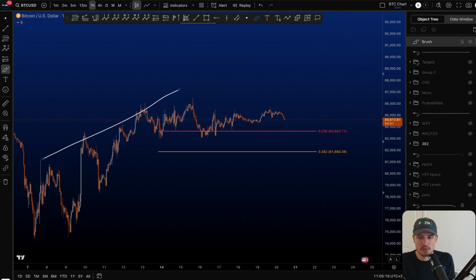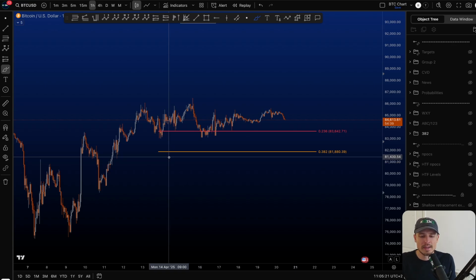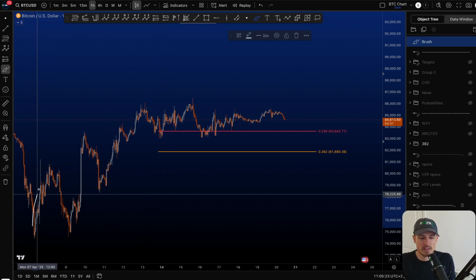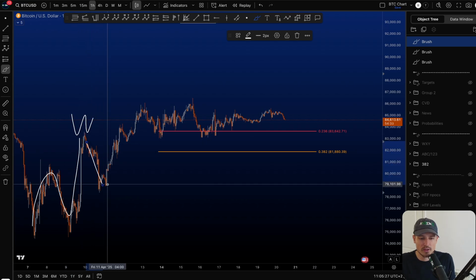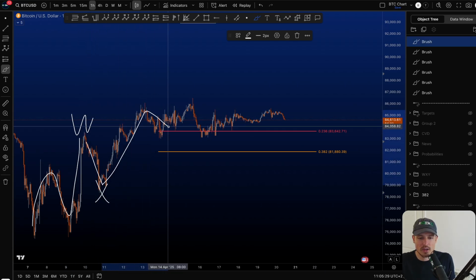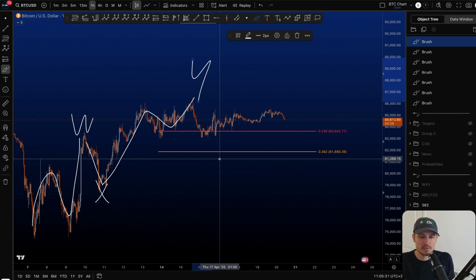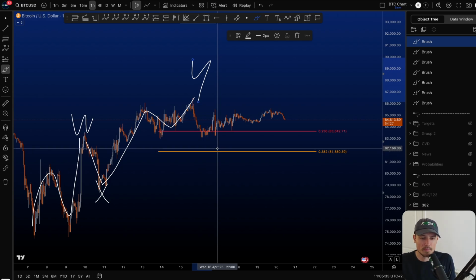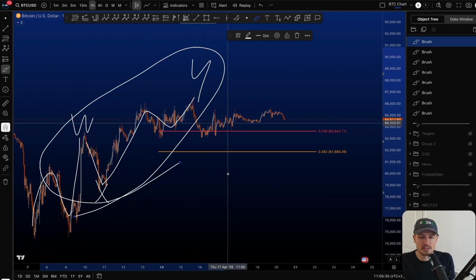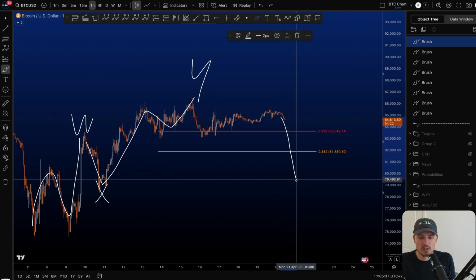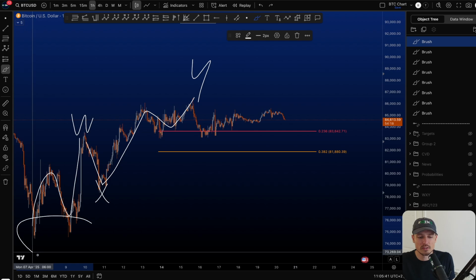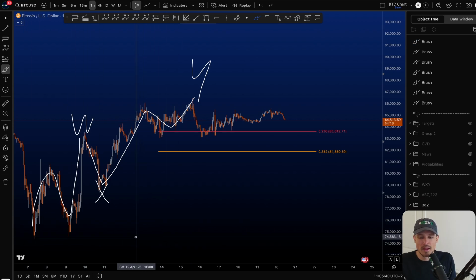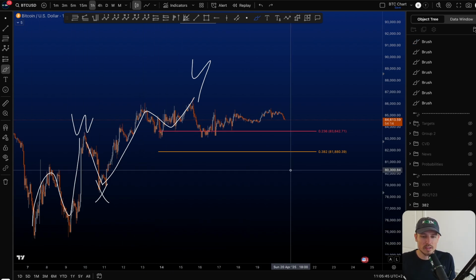Now the other way to count this structure to the upside is as a finished double zigzag. So then you have a wave W with internally a zigzag, you have your wave X, and then you have another ABC to the upside, which is your wave Y. After a double zigzag to the upside, you don't want support to hold and price to move up. You are going to be looking for price to take out the double bottom at 74.5K.